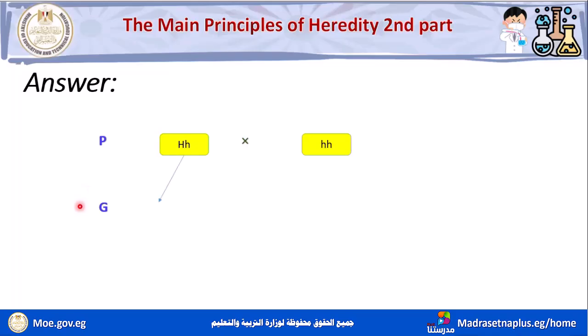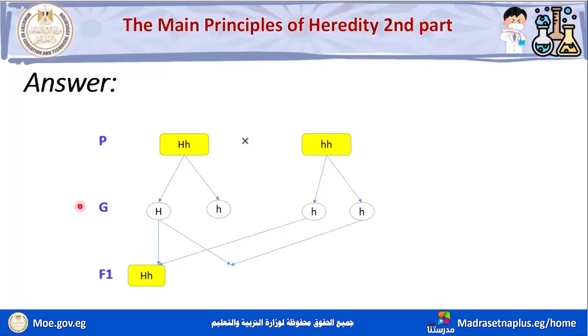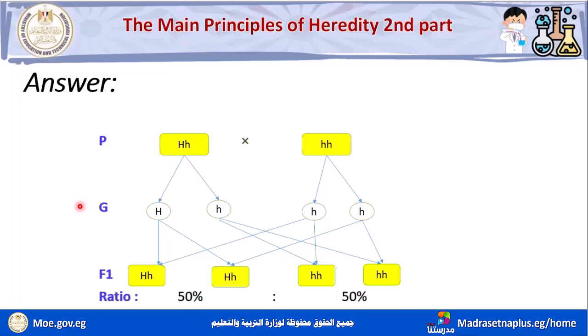Gametes: capital H, small h, the sperms, and small h, the ovum. First generation: capital H small h, capital H small h, small h small h, small h small h. Ratio 50% to 50%, or 1:1. 50% of offspring have curly hair and 50% of offspring have smooth hair.